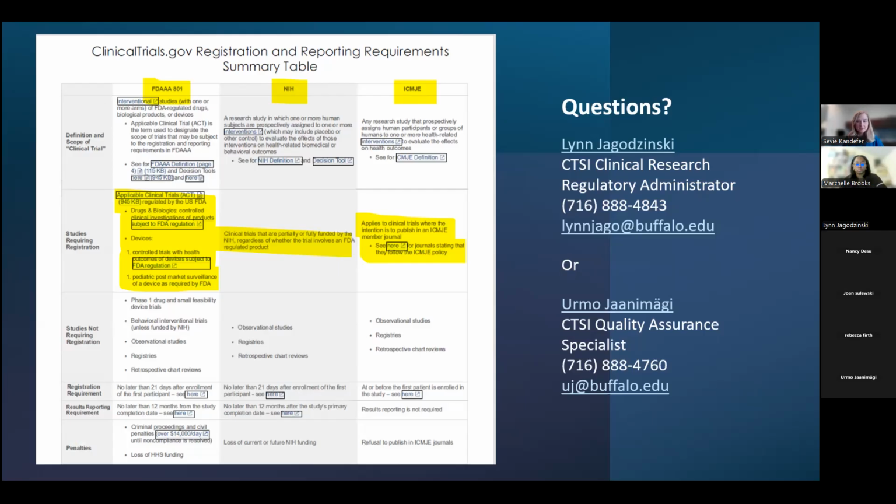So knowing what type of trial you have or what type of study, it impacts the rules and regulations you need to follow. And if you ever have any questions about clinicaltrials.gov, because clearly it's not as simple as you want it to be, please reach out to Lynn or Mo at the CTSI, and they can help you determine if your study does need to be registered, help you register it, help you report your results. Their contact information is here, and they are excellent, and they will help you navigate this one regulation that is required of clinical trials.